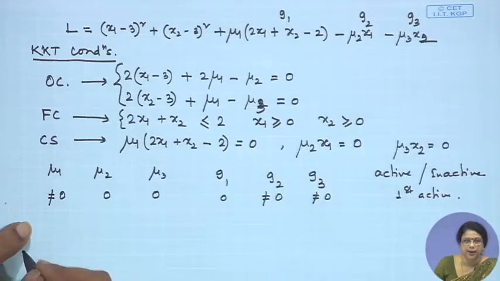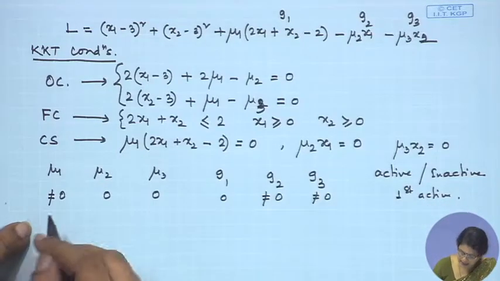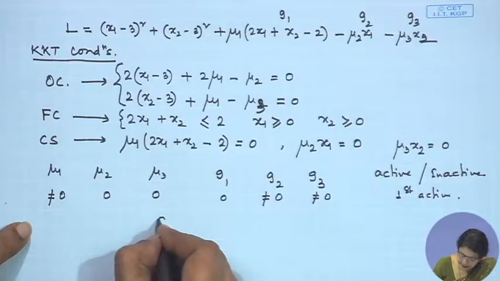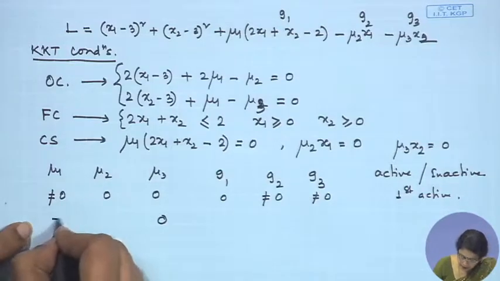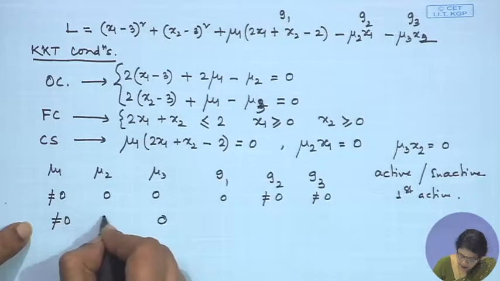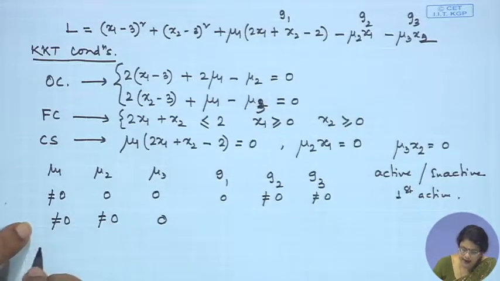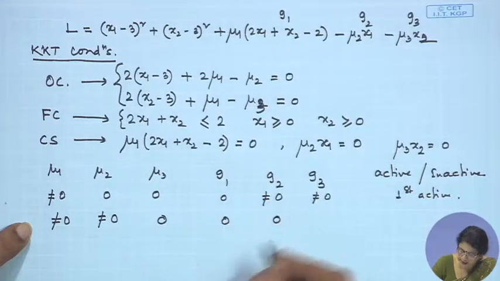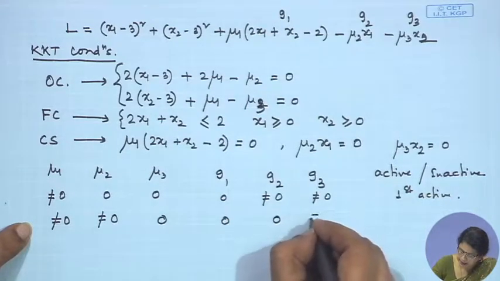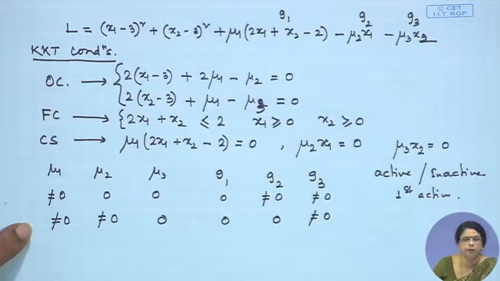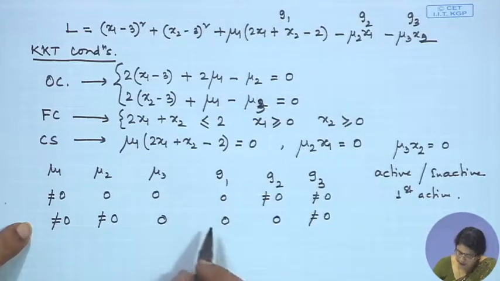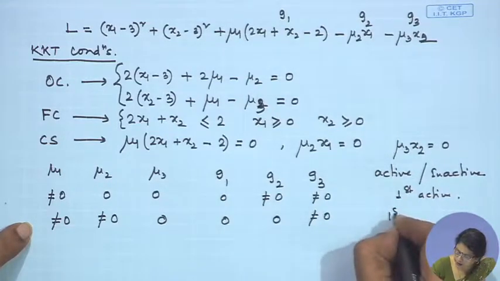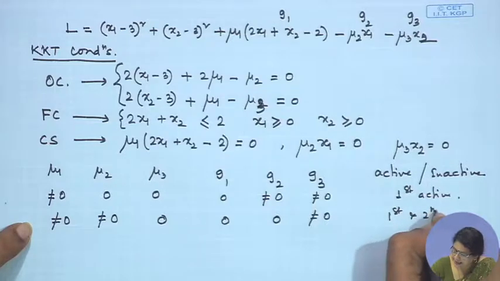Okay. Let us take the other conditions, that let us consider mu 3 is equal to 0, mu 1 not equal to 0, mu 2 not equal to 0. Then what we will have? We will have this is equal to 0, this is equal to 0, and this is not equal to 0. Okay. Then who are the active constraints? The first and the second would be the active constraints.